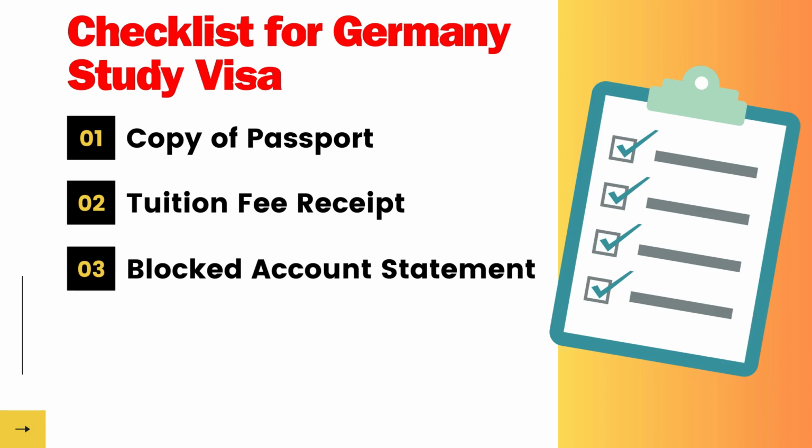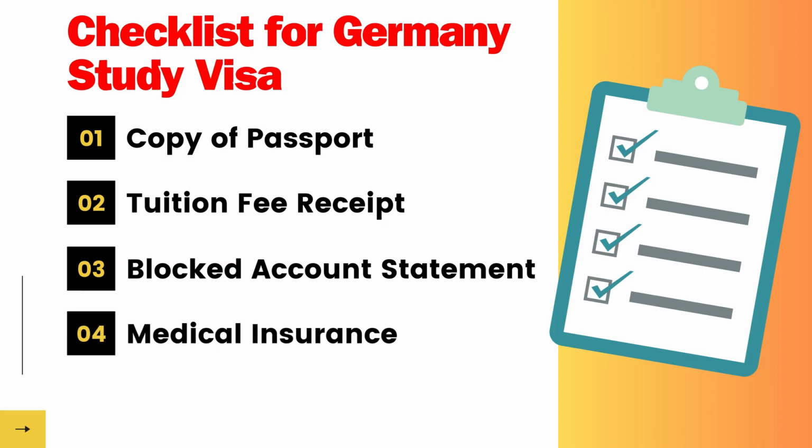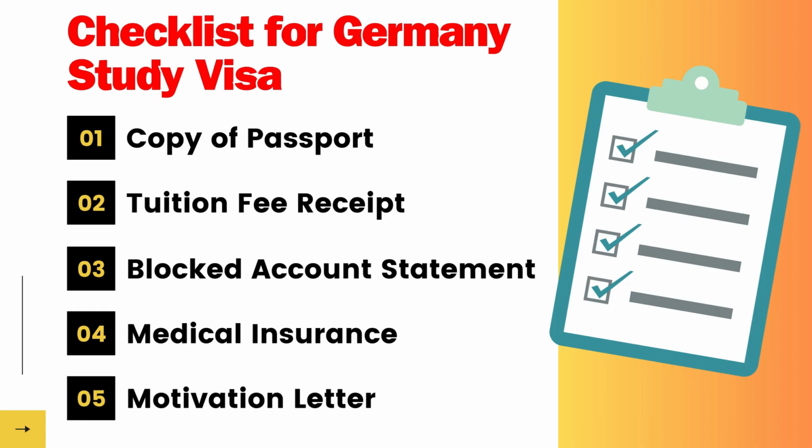Then another important requirement is that you must have medical insurance. This is one of the very important requirements to apply for Germany student visa. Then the students need to attach a motivation letter where they need to tell why they chose to study in Germany, why they have chosen this course, all these things. It's a kind of statement of purpose. So these are the documentation which the students need to attach, as well as they need to fill the application form for student visa.